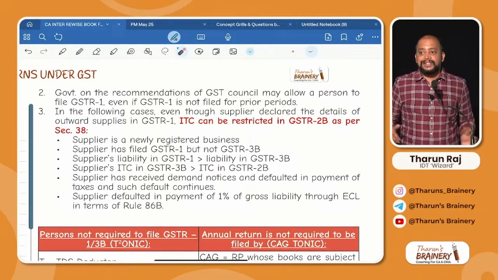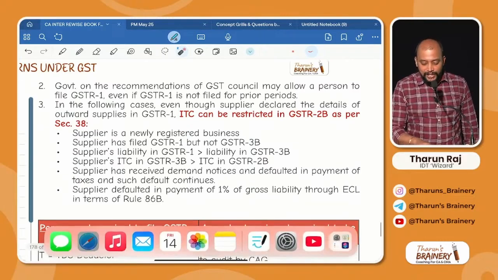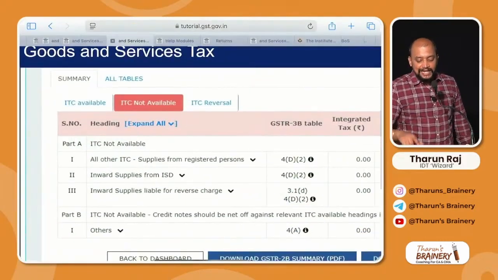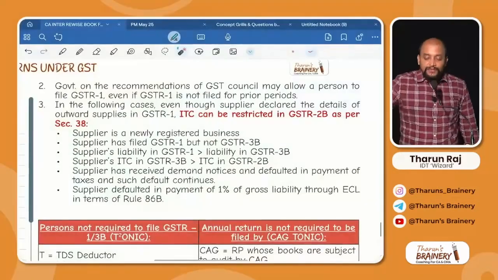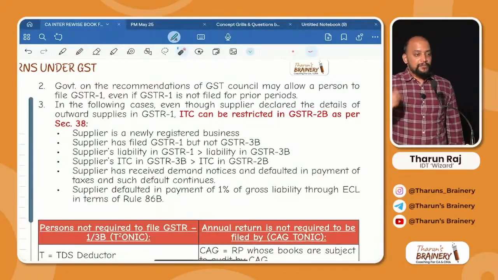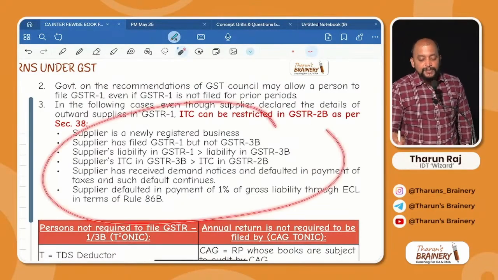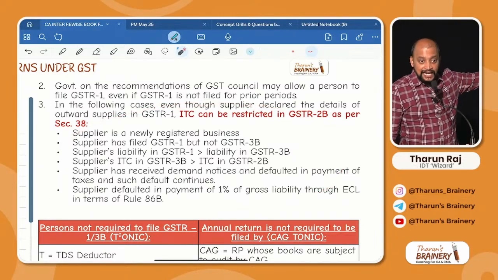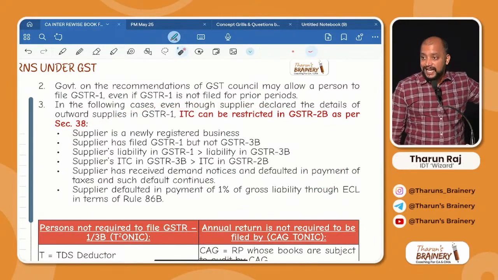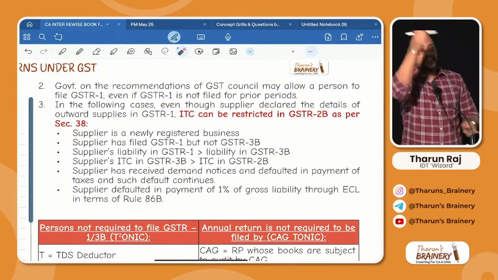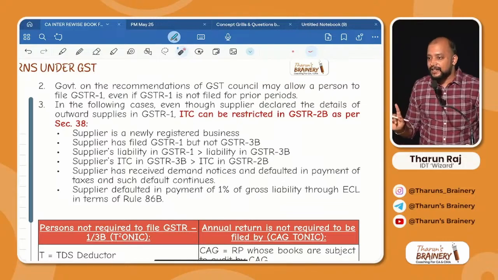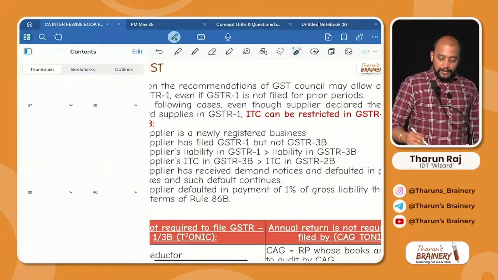Now what happens in this case? Suppose it comes in ITC not available, what will we do? We will go to that supplier and ask, boss, it is coming in ITC not available, means you would have done any of this mistake, kindly rectify this mistake. As and when they rectify this mistake, we will get it in ITC available and we can enjoy the ITC. Is it clear here? Now come back to this.